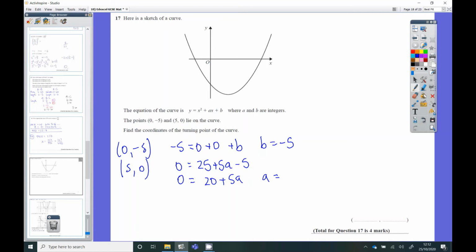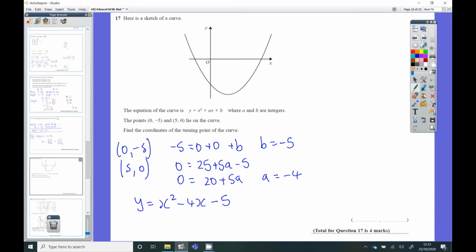Okay, 20 plus 5 lots of minus 4 equals 0. So going back to our original curve, we know y equals x squared plus a times x, so that's minus 4x, and then plus b, so that's the minus 5. So that is our curve. Now we need to find the coordinates of the turning point of this curve.